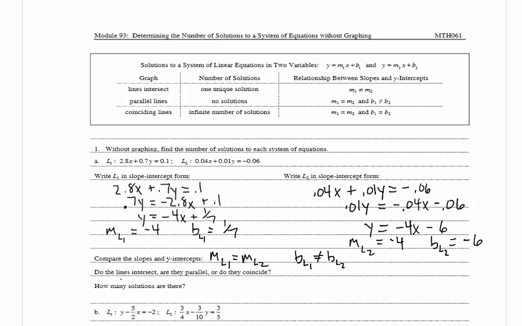And now they ask, do the lines intersect? Are they parallel or do they coincide? And if we look back up into our box, we have the same slope and different y-intercepts. So that means we have a parallel line. So we have parallel. And then it asks how many solutions are there. And if we have parallel lines, we have no solution.